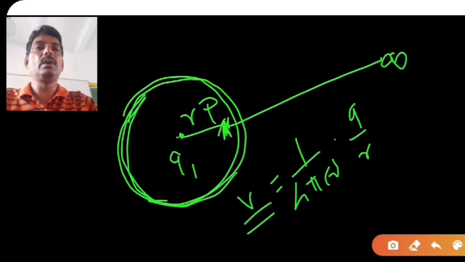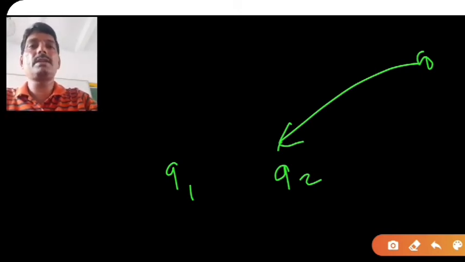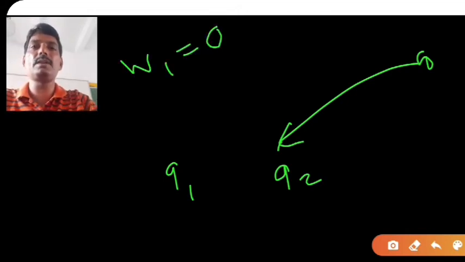Now, what I will do is take another charge. Suppose this Q1 is already present here. Now in its field I will bring charge Q2 from infinity to this particular point. No doubt I have to do work. So I can write the formula here. In the first case, the work done was 0. I can say W1 = 0 in that case, because initially I have considered the charge itself. I have not done any work.